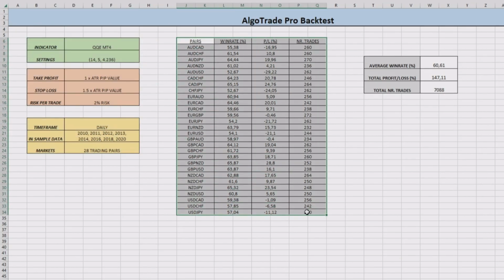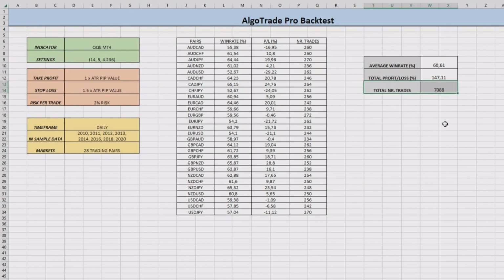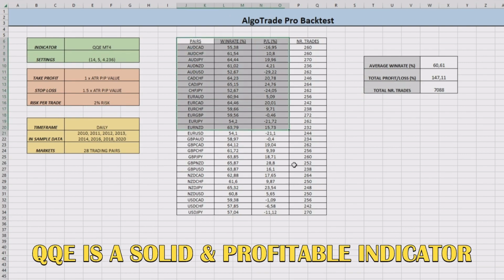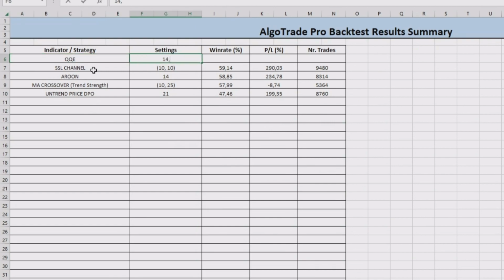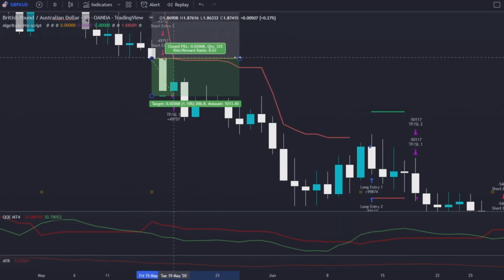Here are our backtest results, and we can see that after more than 7,000 trades, our QQE has an average win rate of 60.61% and a profit of 147%. So, we can see that it is a profitable and solid indicator. In our ranking, the QQE indicator will be placed in the first spot, since it has the highest win rate so far. When comparing different indicators with positive returns, the most important thing to compare is the win rate, because the profit we can always improve using simple techniques, like applying a stop-loss trailing system to it.